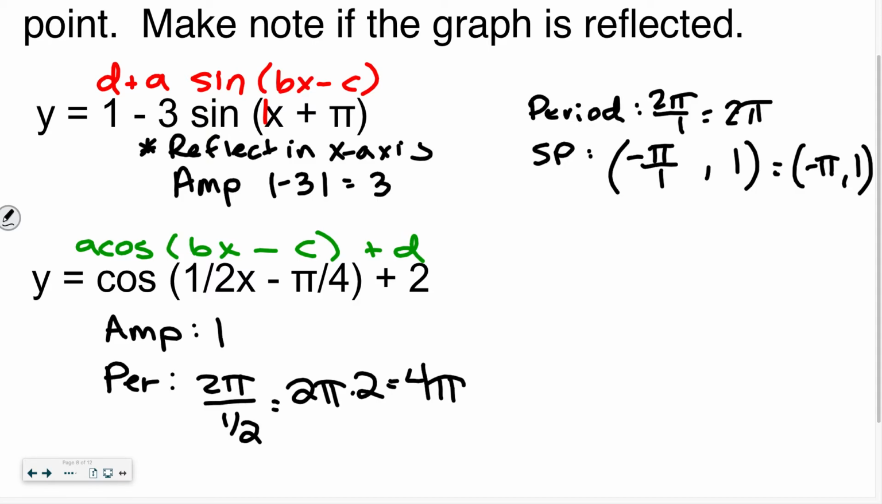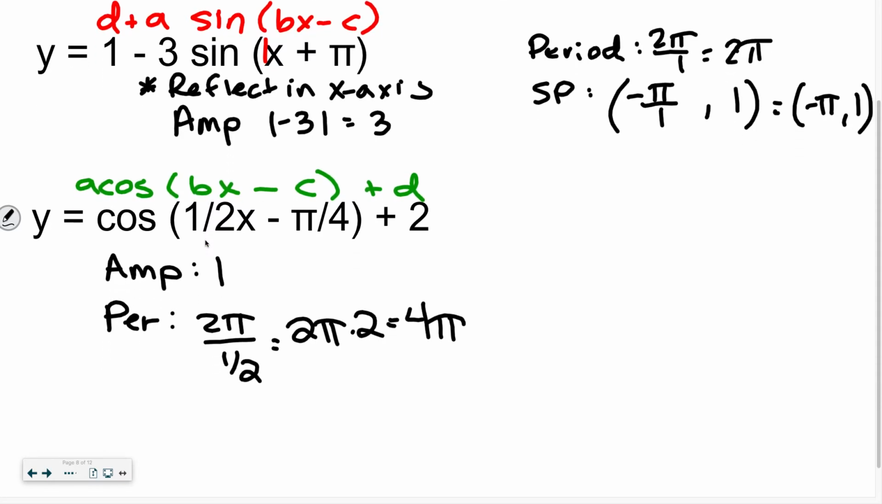How's this for your period? 4 pi? If you take 2 pi divided by 1/2, you're really multiplying by 2, so it actually gets larger. That means our slinky is getting stretched out. It's taking longer for a wave to make a full period or cycle.